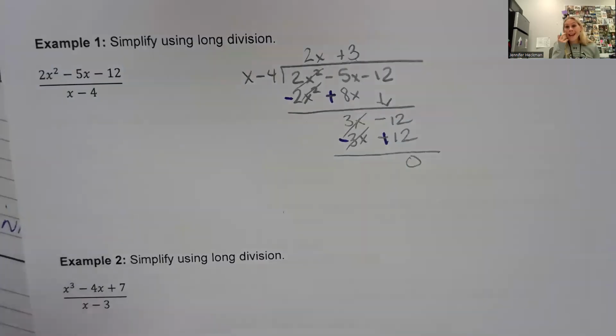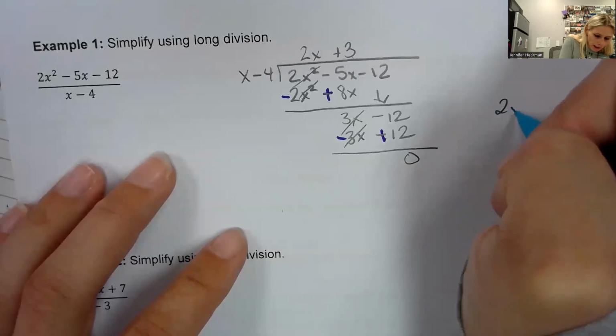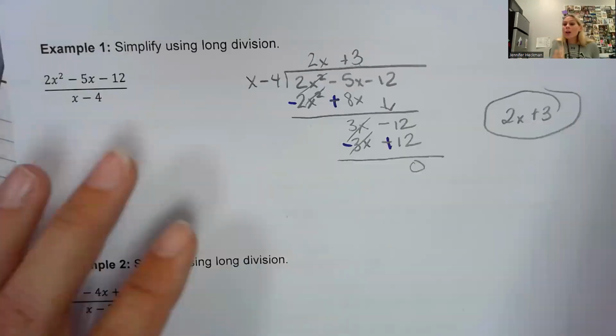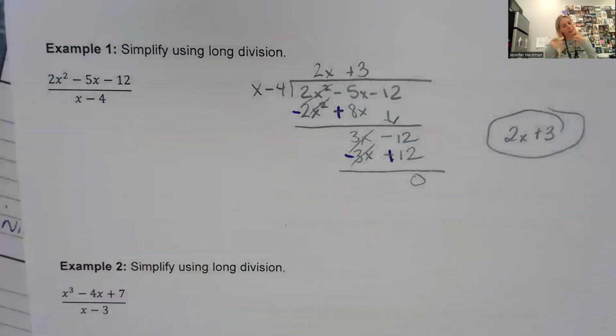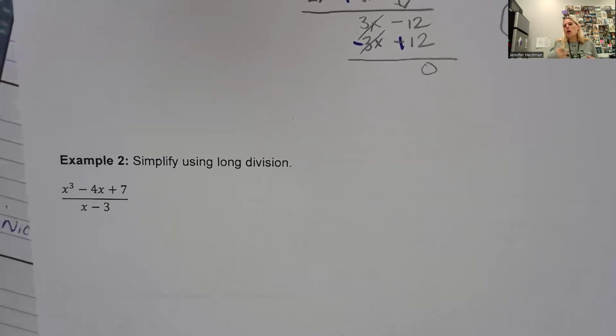So what this is saying in the long run is our answer is just 2x plus 3 with no remainder. When there is no remainder, that means it's a factor, right? So it goes in nice and evenly, right? So if division has no remainder, it's a factor. It can be broken up. Awesome. Okay, next step. What is this example different?